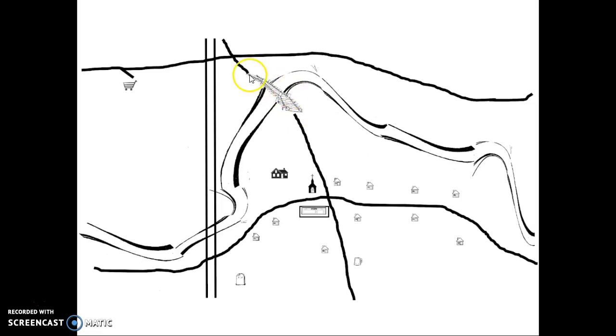You have roads, these straight lines, two of them going east and west, one going north and south over your bridge. You have 10 houses, you have a church, you have a cemetery, you have a store, you have a pub, and you have a coal mine. You will be adding to that as we go.